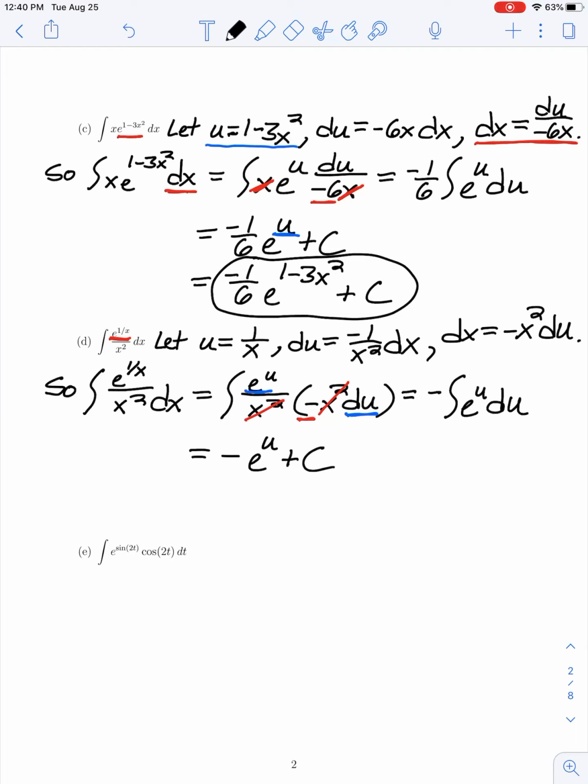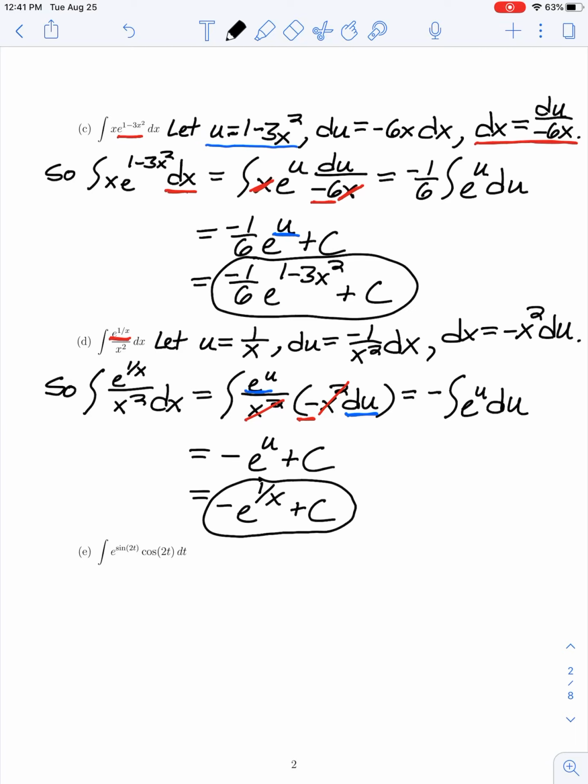And as with our earlier examples, we want our final answer in terms of the variable x. So let me substitute u back in, and I have negative e to the u, which was 1 over x, plus c. All right. So let's look at another one.